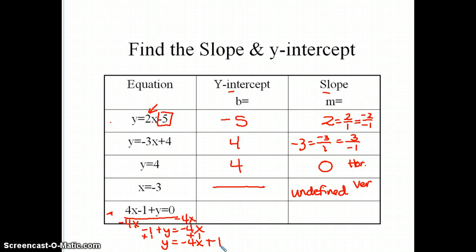Now that I have it in slope-intercept form, I can easily pick off my y-intercept of 1 and my slope of negative 4, which can be rewritten as negative 4 over 1 or positive 4 over negative 1.